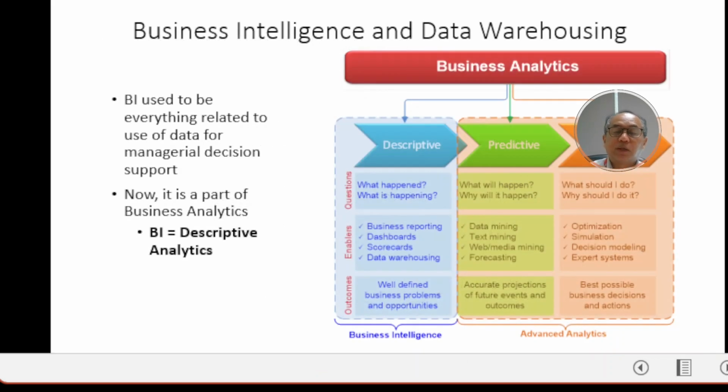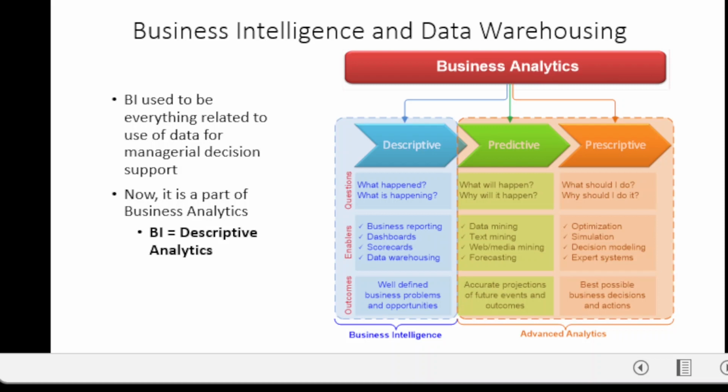Okay, now we look into data warehousing. Business intelligence used to be everything related to data, to the use of data for managerial decision making. So now it is a part of business analytics. Business intelligence is this part, which is the descriptive analytics on past data: what has happened, what is happening, and then how you build your business reporting, your dashboard, your scorecard, your data warehousing. So now you can see clearly. And then a well-defined business problem and opportunities.